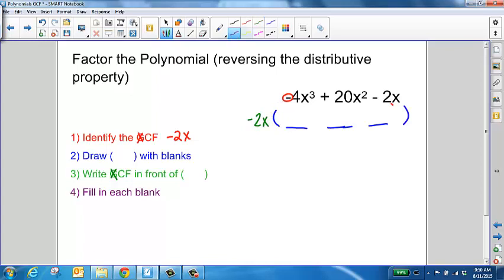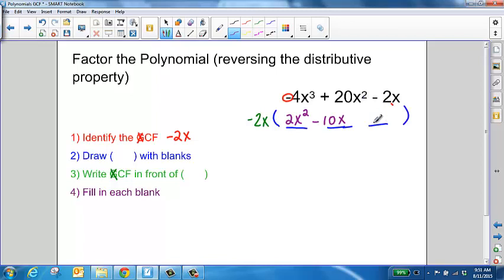And from here, we're just going to fill in each blank by trying to think to ourselves, if we were going to distribute in this negative 2x, what would this term have to be in order to give us negative 4x to the third? So negative 2 times a positive 2 gives us negative 4, and then x times x squared gives us x to the third. Moving on to the next blank and the next term, negative 2 times what gives us a positive 20. So negative 2 times a negative 10 gives us a positive 20. And then x times another x gives us x squared.